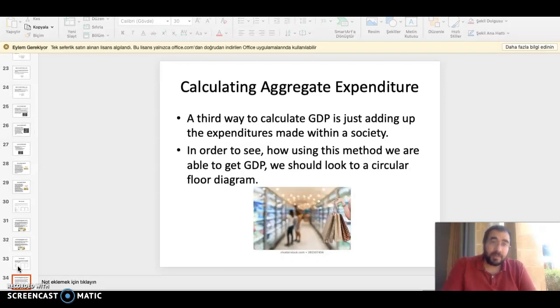So the third method is the aggregate expenditure method, and here basically, as I said, all available outputs are, well, if you don't take the outputs that are produced from an outside country, they are equal to GDP.